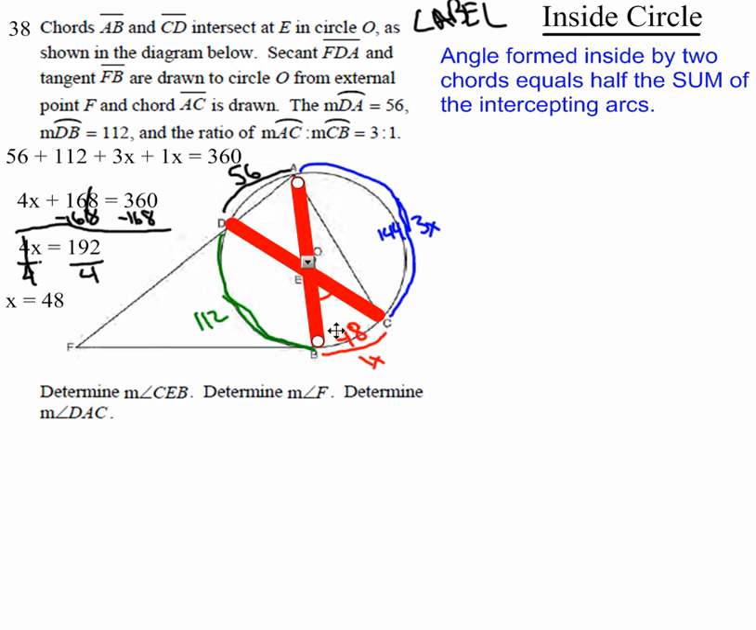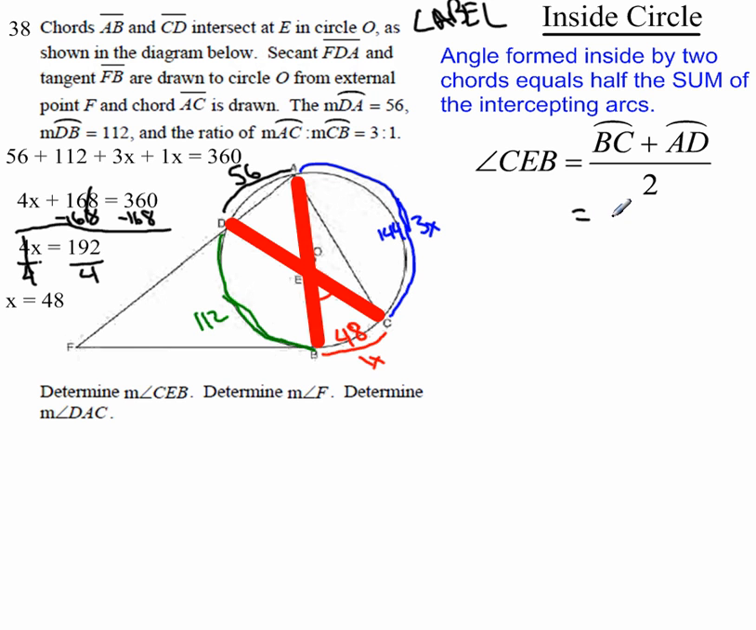Let me remove that there. What are the intercepting arcs of angle CEB? Well, one of them is at 48, arc BC, and the other one is at 56, arc AD. Those are the intercepting arcs of this angle. Arc BC, arc AD. So to find angle CEB, I have to add arc BC and arc AD and then divide it by 2.